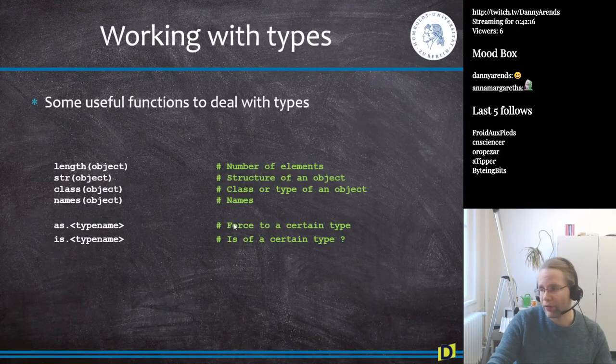You can force things from one type to another type, and you can ask if something is of a certain type. You can use as.logical, as.numeric, as.character, and that will transform a character vector into a numeric vector. Of course, the things that it cannot convert, for example the A in our example, will become an NA, so it will become a missing value. The is functions are used when you want to check a type. If you want to know if this vector is of a certain type, you can use is.logical, and it will tell you yes it is or no it isn't.